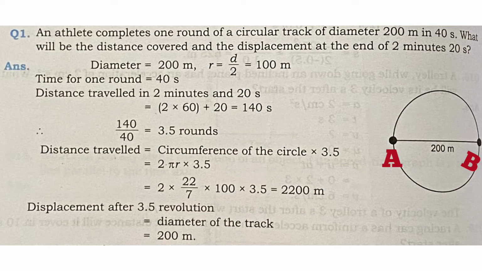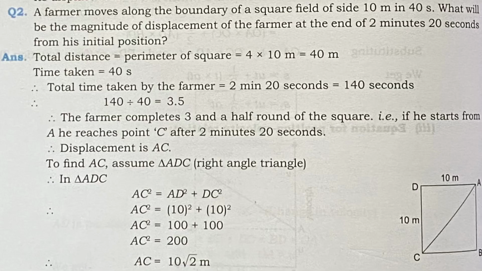So initial position is A and final position is B. So distance between A and B is the diameter of the circle, and it is equal to 200 meter. So his displacement is 200 meter from A to B. Let us see the next question of your textbook.